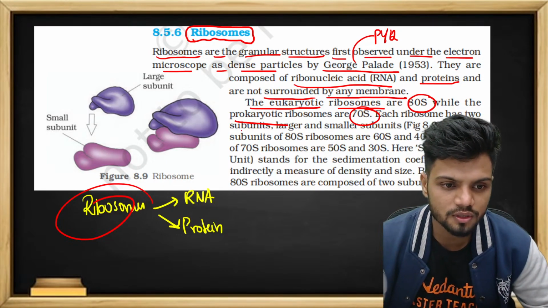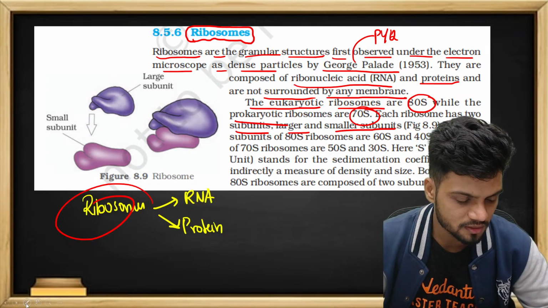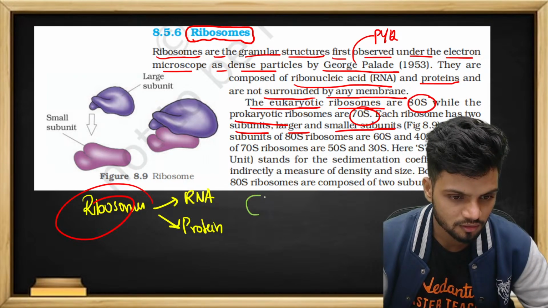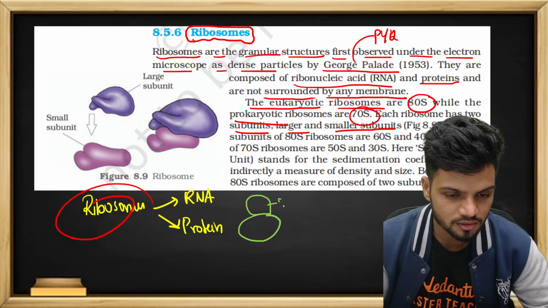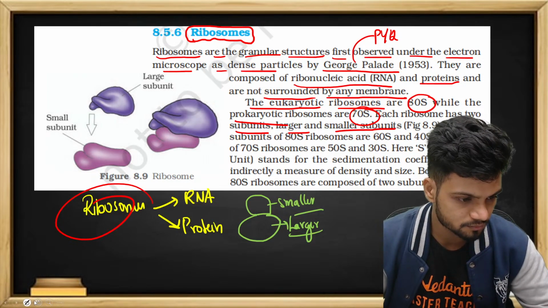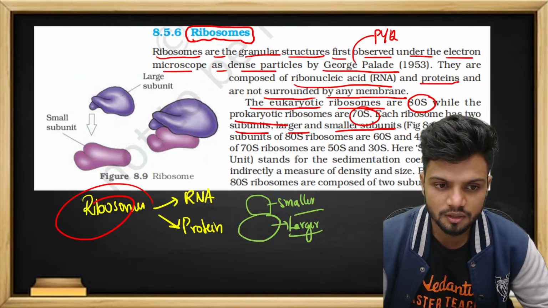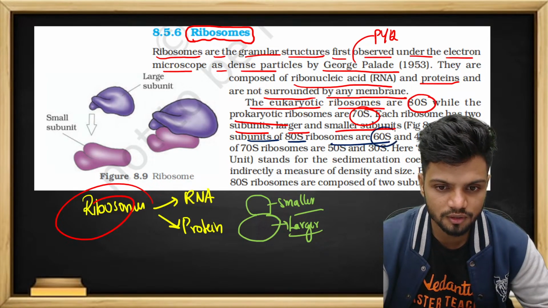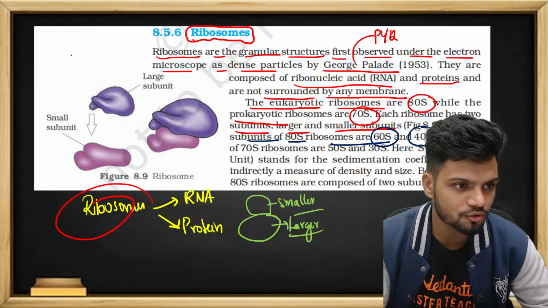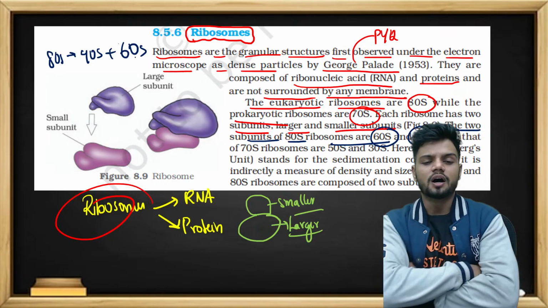Each ribosome has two distinct subunits, a large and a small subunit. For example, this is a ribosome. A ribosome will always have two units, something like this. This is the smaller one and this is the larger one. Two different subunits. The two subunits of the 80S ribosome are 40S and 60S. Now you might be wondering, sir, 40 plus 60 is 100, how can you say 80?